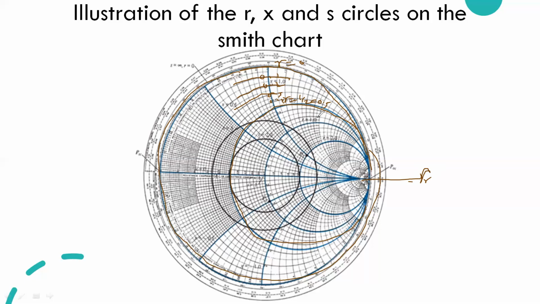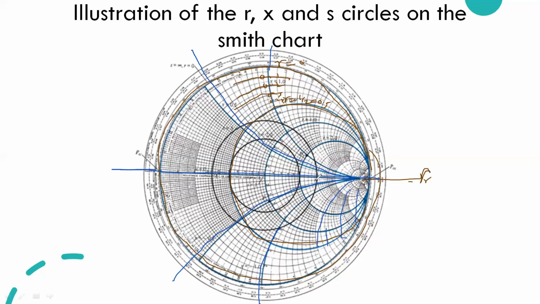In the similar way to the R circles, we have the X circles. So let's look into the X circles. At X equal to 0, this is the infinite portion. For X equal to 0.5, this is the value, and X equal to 2, and it goes on. This is for positive values. Similarly for negative values, these are the X values: X equal to minus 0.5, X equal to minus 2. It continuously increases, so these are the other circles.